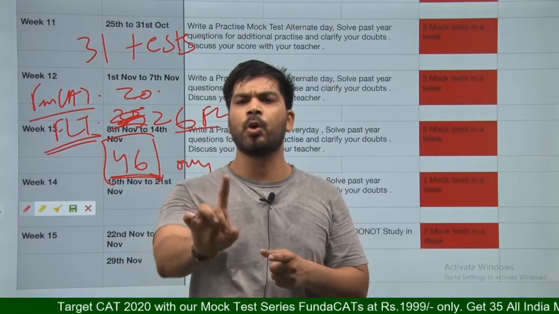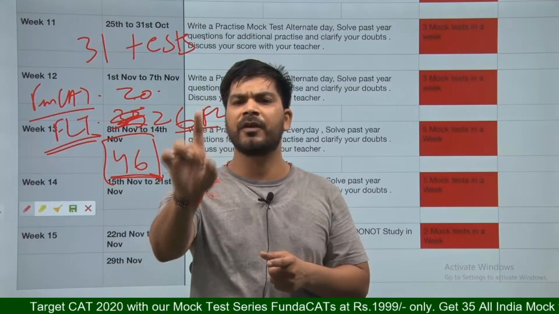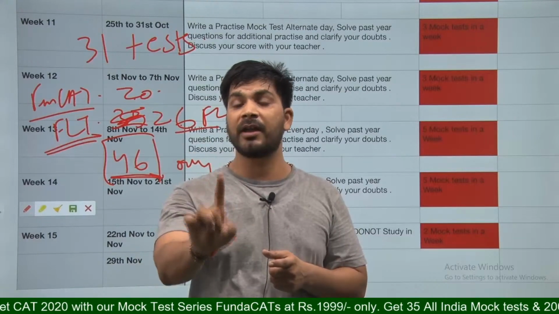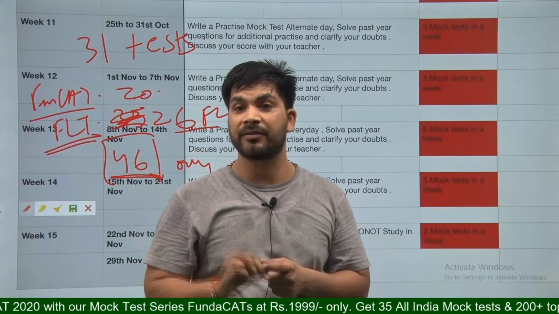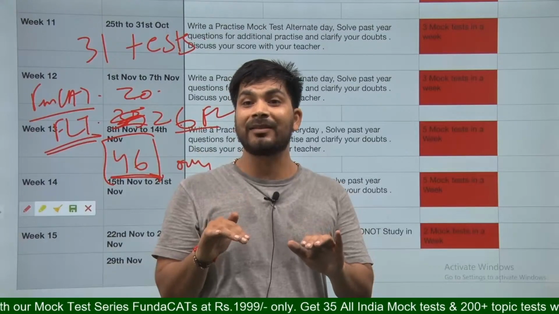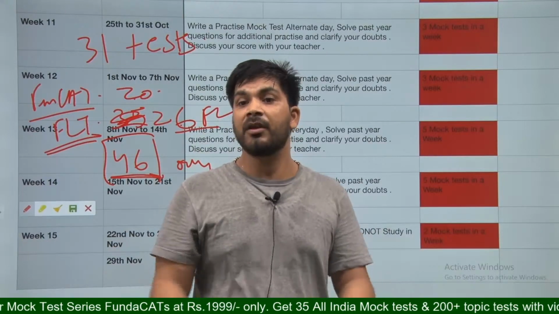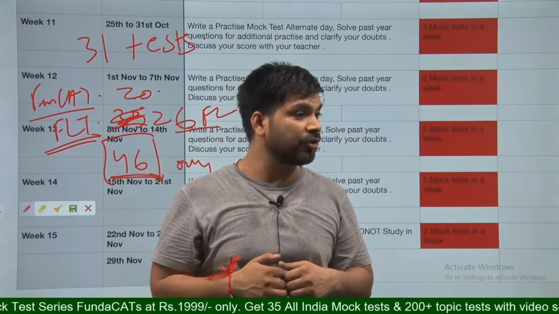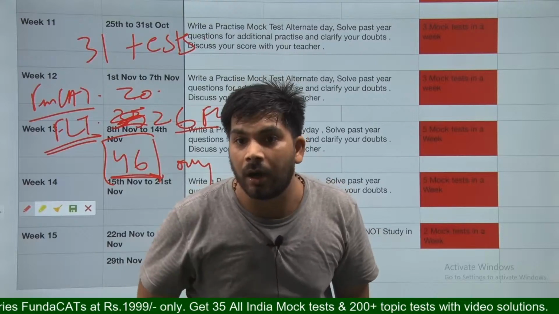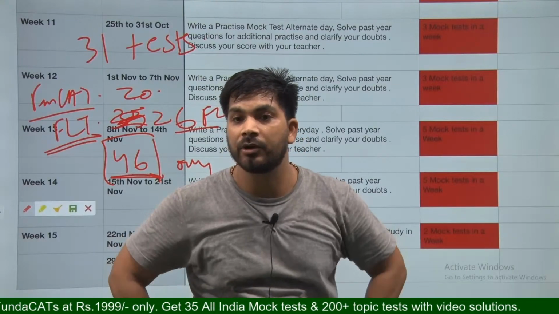We are giving 250 topic tests, right? 250 topic tests. In 100 days, we are giving you 250 topic tests. Finish them off. You have 46 mock tests. Finish them off. In case you want to write a sectional test, take past year CAT questions and manufacture a sectional test for yourself. You know, that is how it is going to be, right?